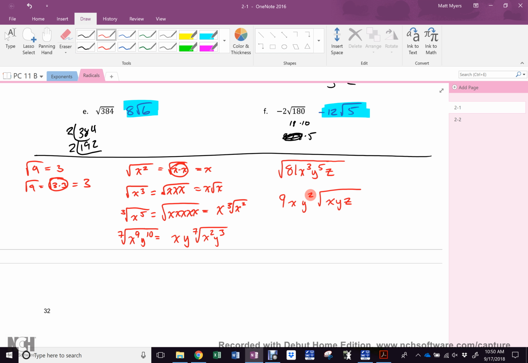Yeah? Okay, I'm going to change it slightly and see if you really are cool. Cube root of 81 x cubed y to the 5th z to the 7th.